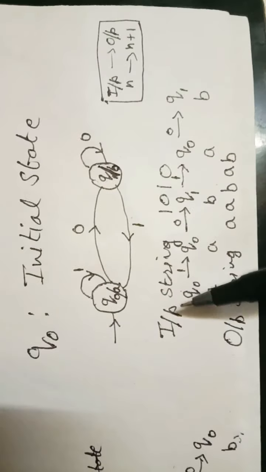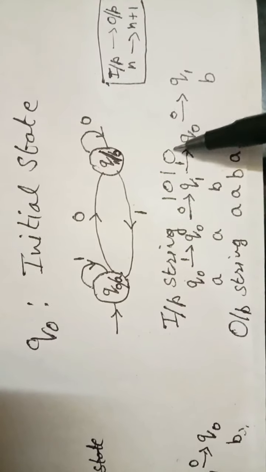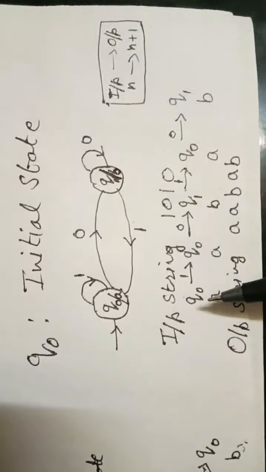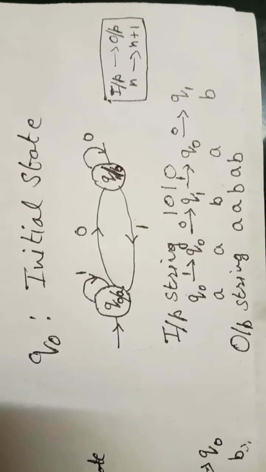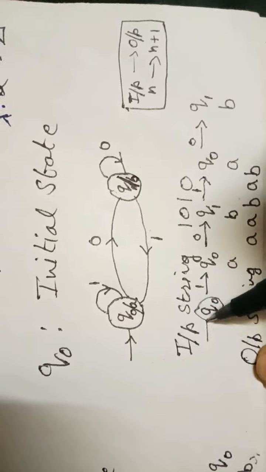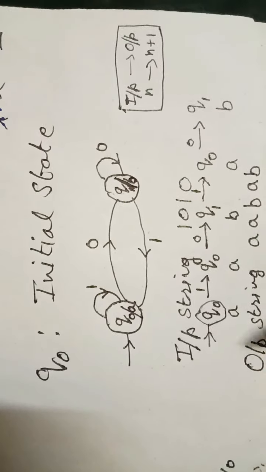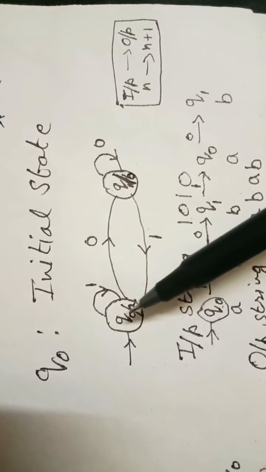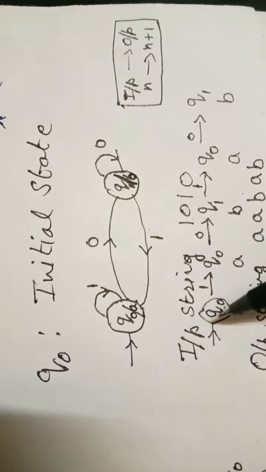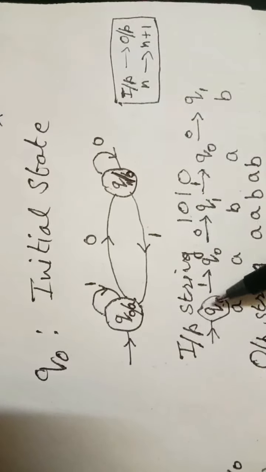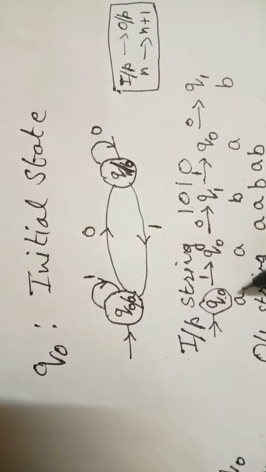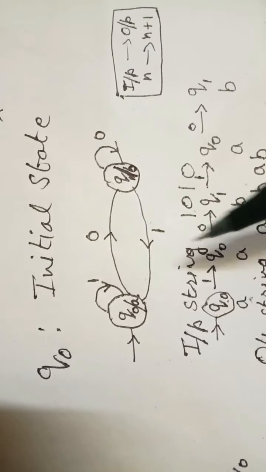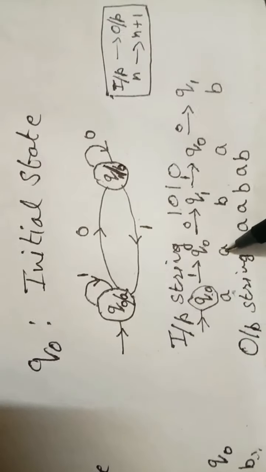Again we are taking the same input string 1010, and let's see what will be the corresponding output string. Because the initial state is Q naught, we start from this. When the input is 1, Q naught moves to Q naught. Here Q naught is producing output A. Initially the output is A. For this Q naught also the output is A.